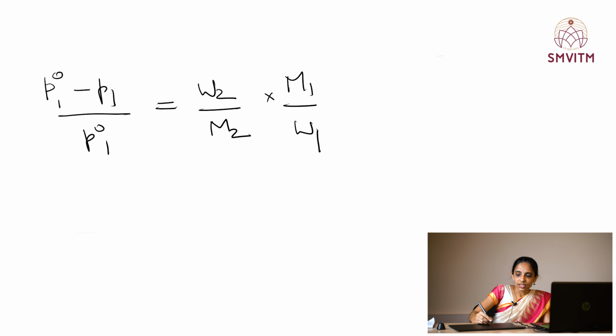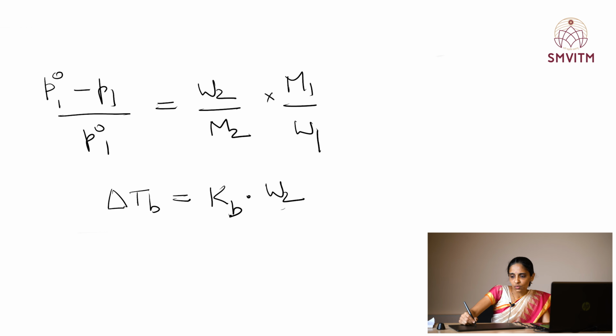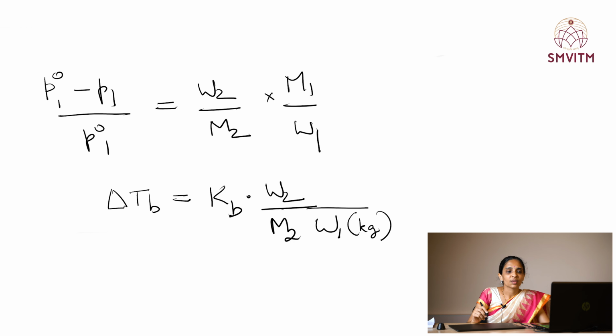Okay, then the second formula is delta TB is equal to KB into W2 by M2 into W1 in kg. Remember, here the W1, that is weight of the solvent, must be substituted in kg. Rest of the weights, W2 weight of the solute and M2 molar mass of the solute, should be in grams, but W1 should be in kg. So, here you should be careful.